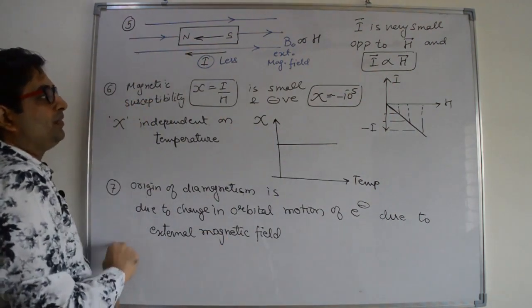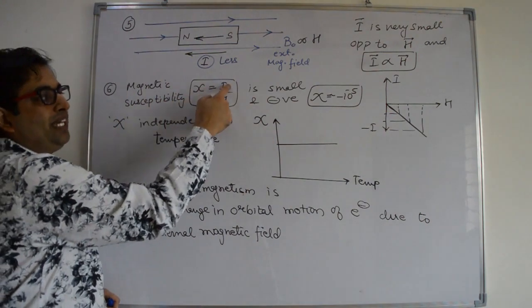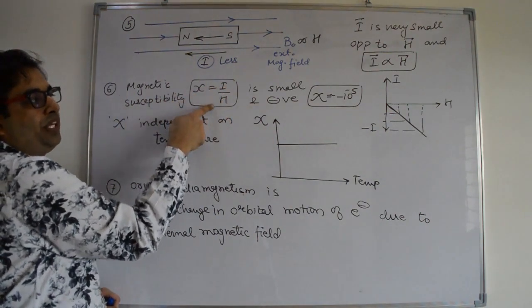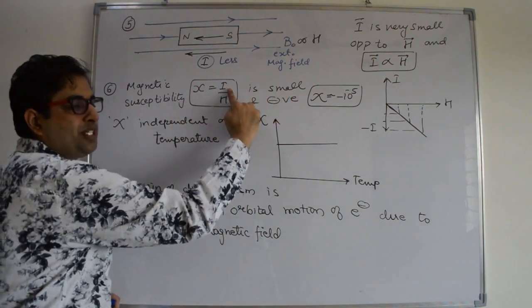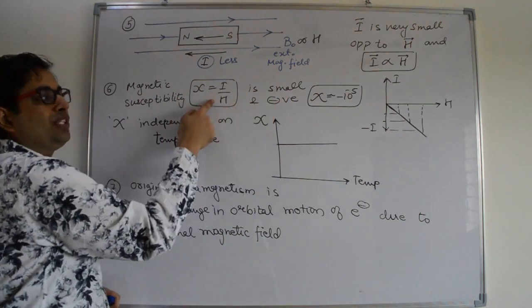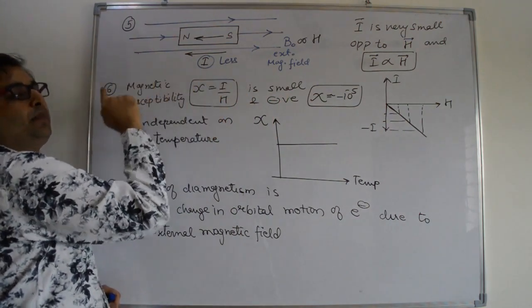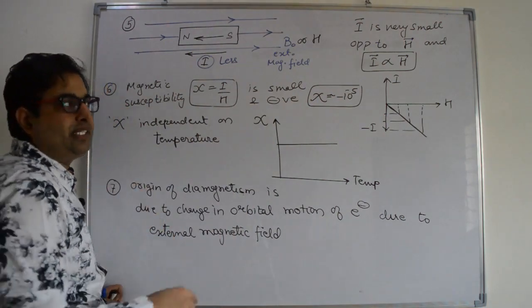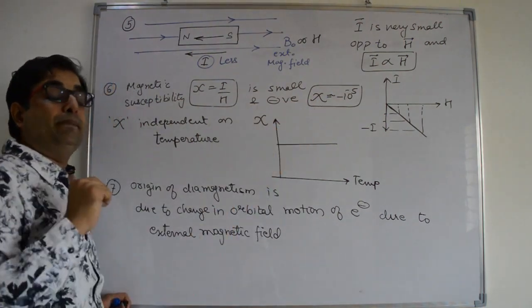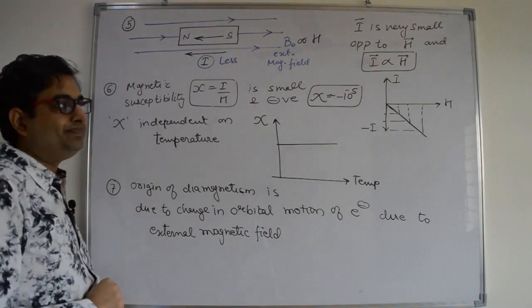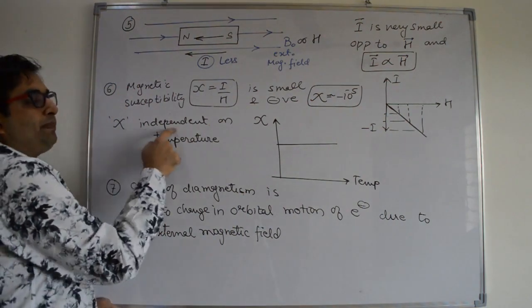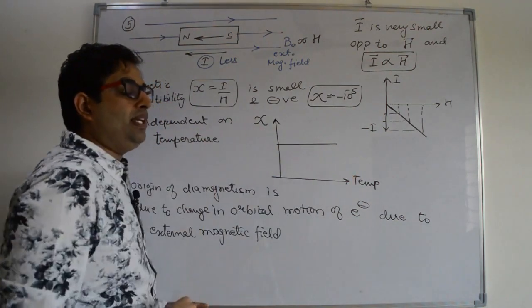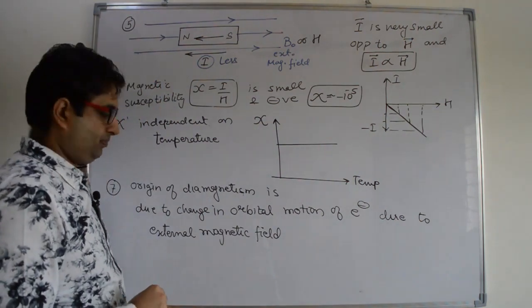Now sixth point, susceptibility is what? I by H. I is small and negative, right? So the ratio will be very small because I is small, and the ratio will be negative also because it is magnetized in opposite direction. So susceptibility is very small for diamagnetic materials and its value is approximately minus 10 raised to power minus 5. And susceptibility is independent of temperature. When we increase the temperature, susceptibility remains unchanged, right?